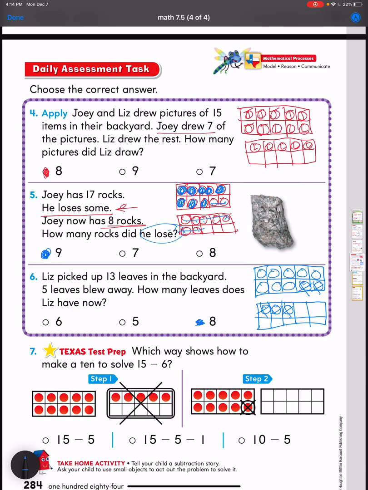Which way shows how to make a 10 to solve 15 minus 6? All right, so look at my step 1. I have 15. I took away 5. So I had 15. I took away 5 to make my 10. But remember, I'm subtracting 6, so I had to take away 1 more. And that leaves me with 9. So I did 15. I subtracted 5, and then I subtracted 1 more to give me my answer. So this one is the correct answer.